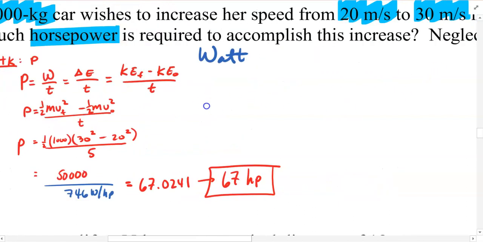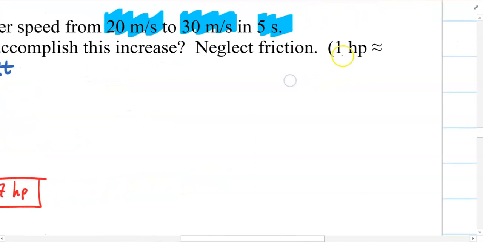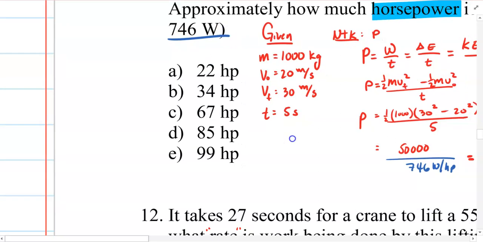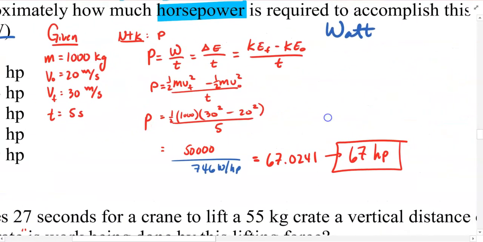We do need to make a unit conversion at the end here. 1 horsepower is approximately equal to 746 watts. Now, we need to know power, and power is really just the change in work. Well, I guess more appropriately, we should say that it's the change in energy over time, where work is defined as the change in energy.